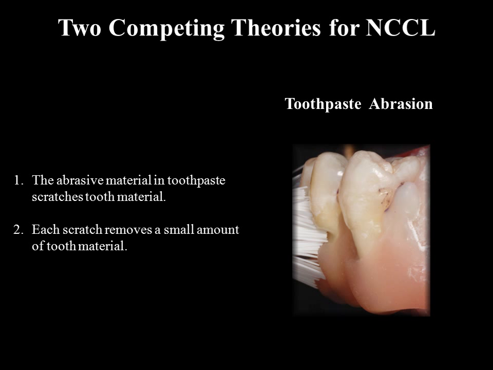The second, simple, and most likely cause of non-carious lesions at the cervix of the tooth is from toothpaste abrasion. In this theory, it's asserted that the abrasive materials found in toothpaste, along with aggressive lateral brushing habits, can wear away enamel and dentin at the gum line.